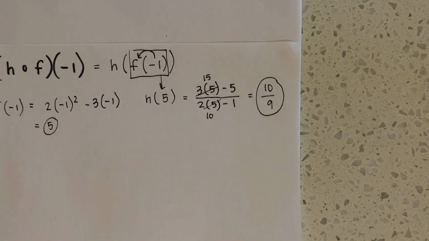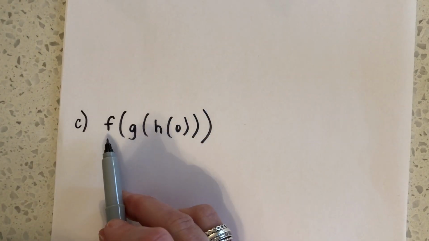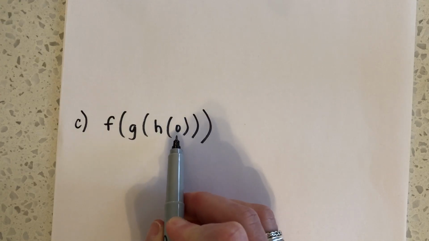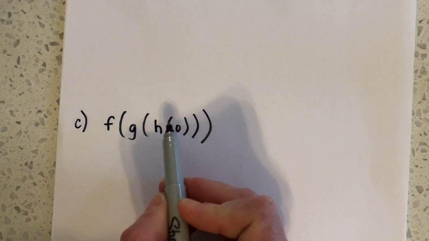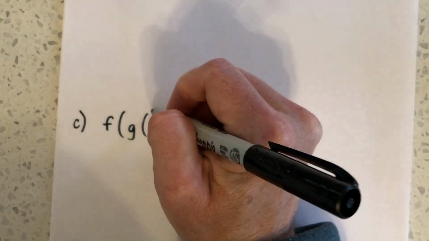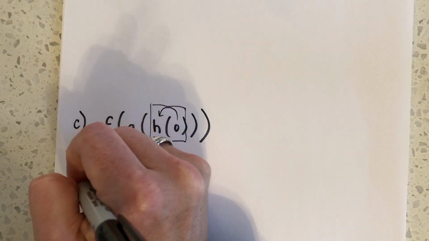Okay? All right, perfect. All right, let's try one more. Let's try a big one. What if they asked you to find f of g of h of 0? Okay, well, again, we work from the inside out. So take 0 and plug it into the first function, h. So the first thing we have to do is find h of 0.